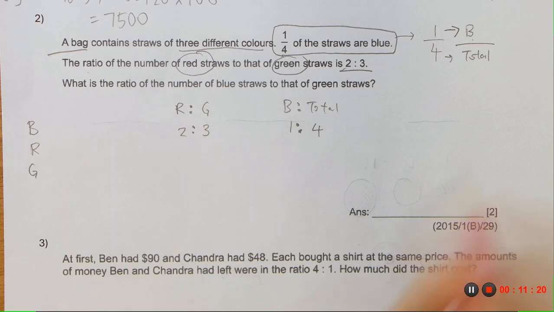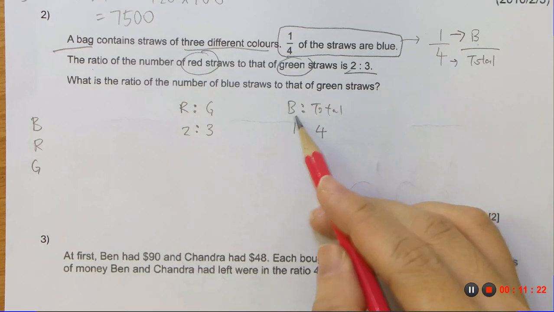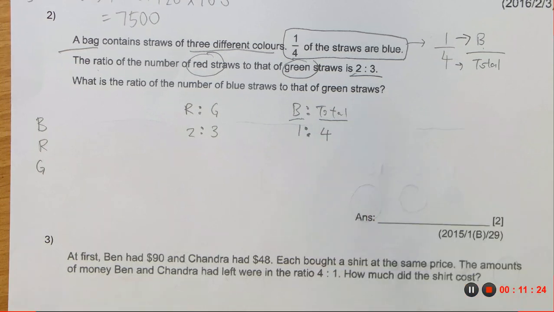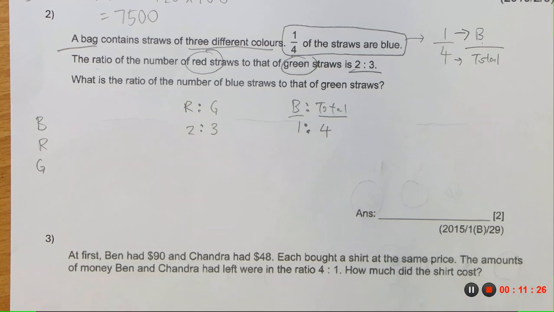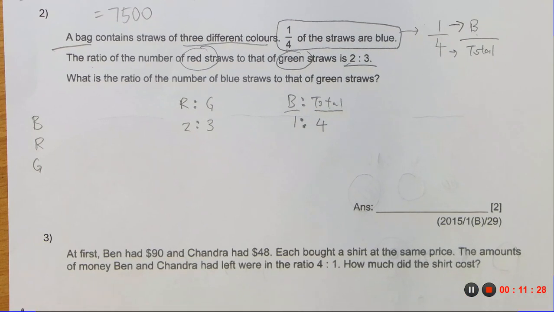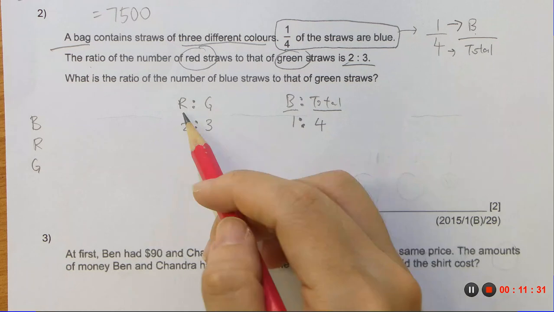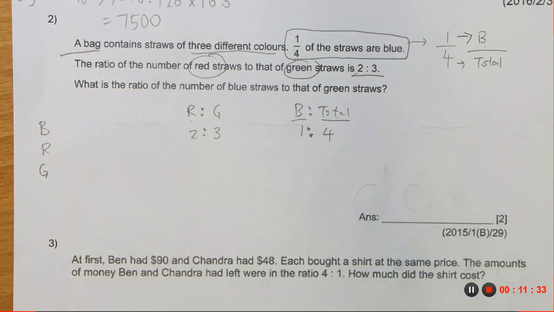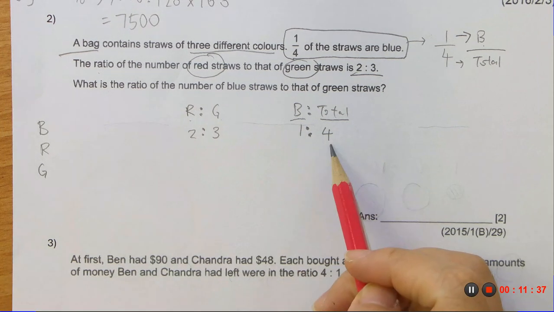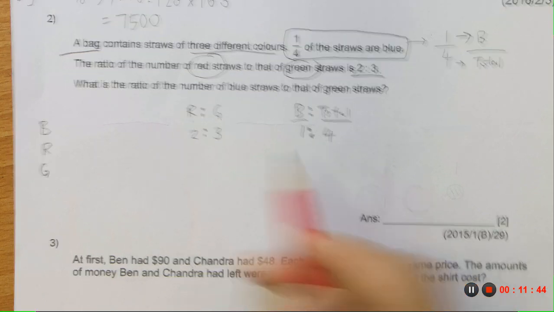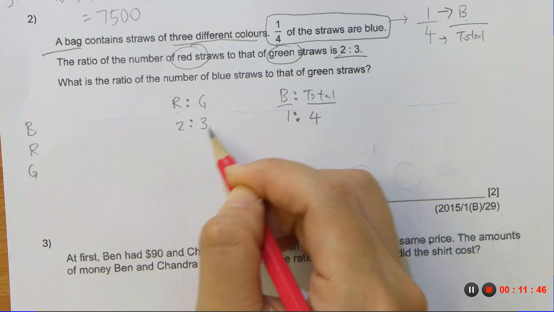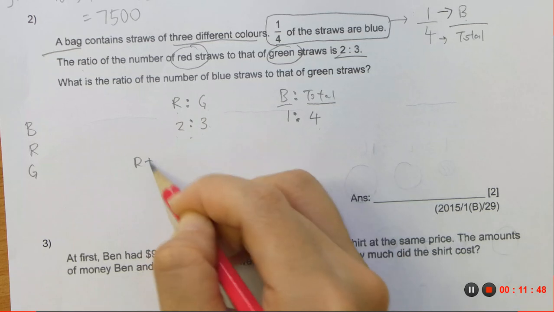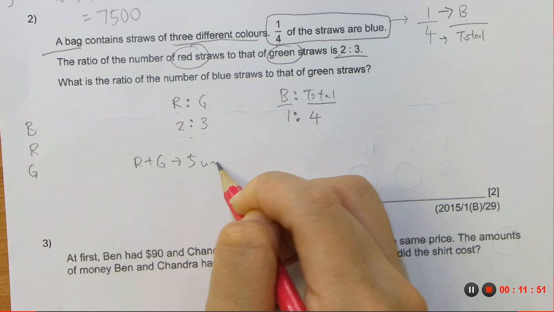Let's look at it again. The ratio here is blue is to total. Tell me, red and green together, how many units already? 5 units. Then how can the total be 4 units? Can you understand that? So if red and green together is already 5 units.